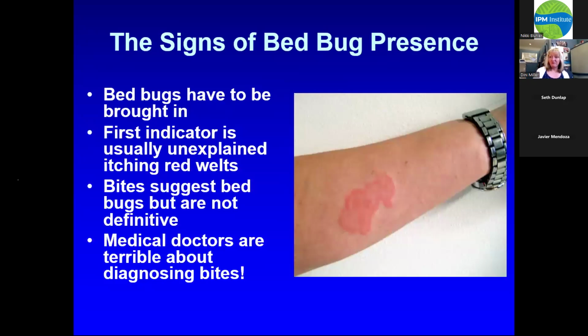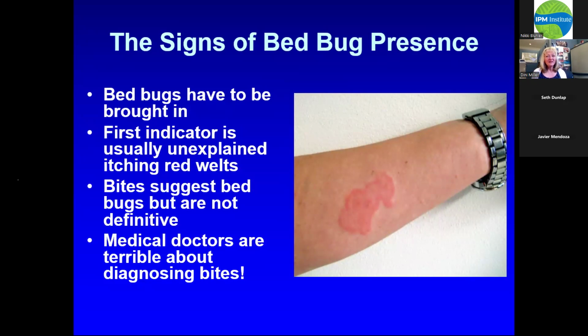Okay, signs of bed bugs. Well, bed bugs have to be brought in. They don't just magically appear, okay? And I've had people tell me, oh, if somebody wets the bed, then bed bugs will just develop there. No, that's some wives' tale from somewhere. So you have to bring them in.